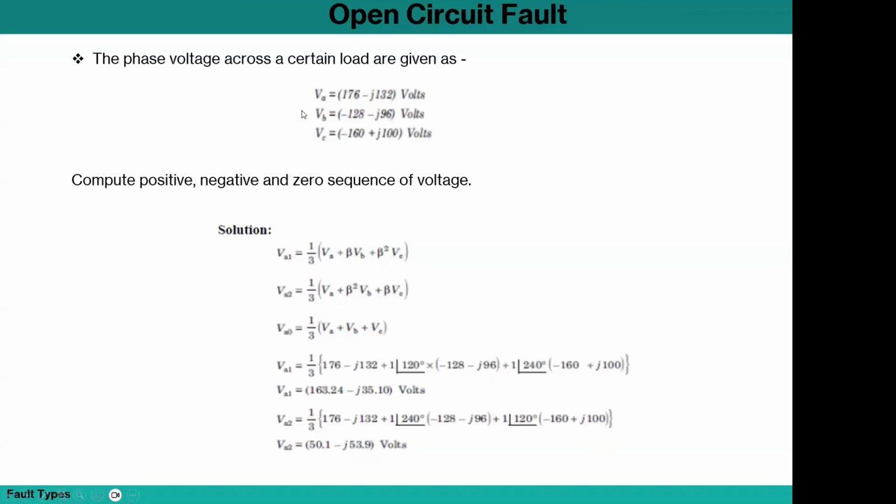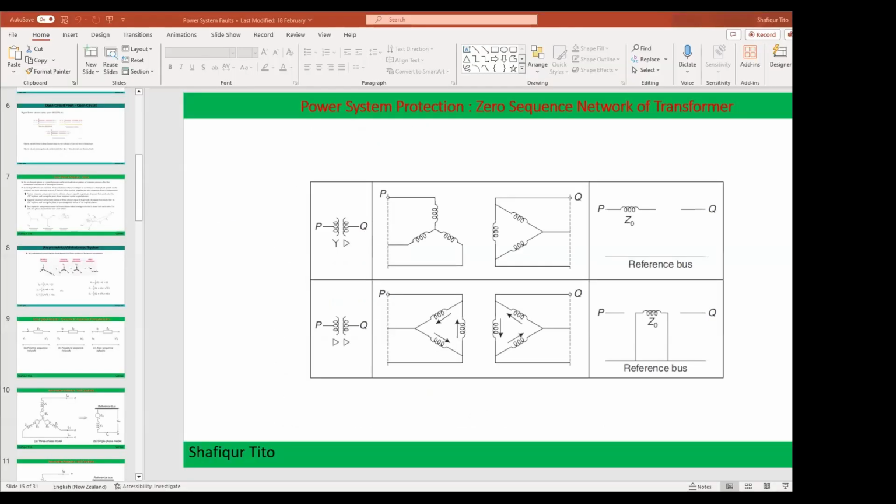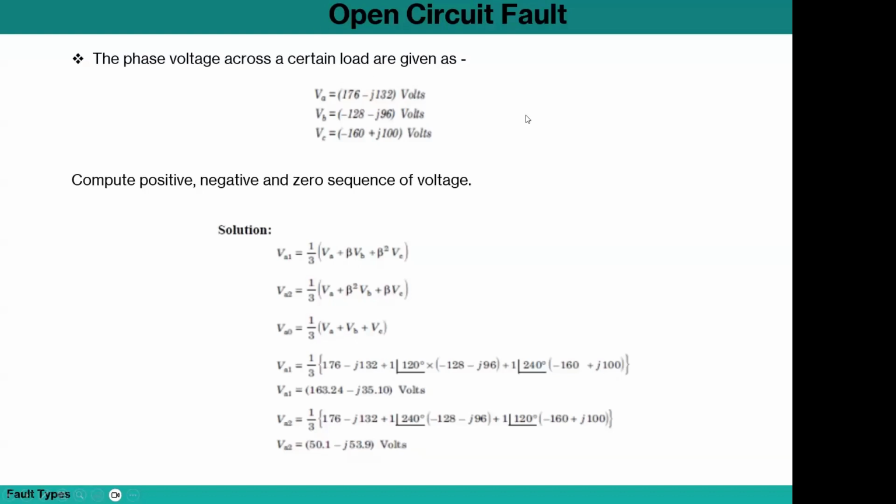So here is an example given. You are given unbalanced three-phase voltages, and we need to find the positive, negative, and zero sequence components from this. Has anybody tried this one? The solution is given. Anybody has tried? No.